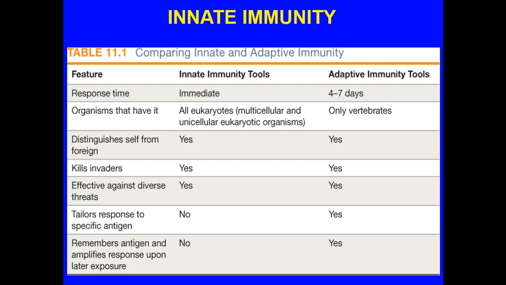Now, the other problem is that innate will not remember the antigen. It will not amplify its response upon later exposure. That's where adaptive does, and that's where we get into this point about also vaccines. After the first, second booster, etc., you're going to teach the immune system so that it will subsequently react even further and stronger against subsequent exposures of the same antigen.